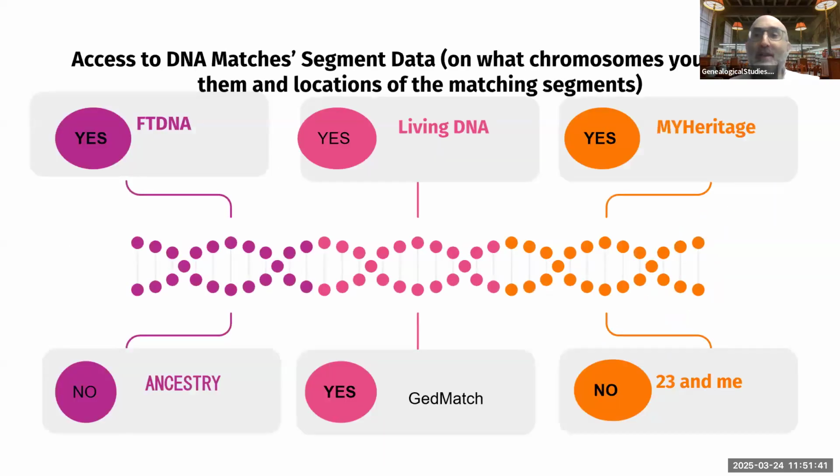Okay, so the first thing you need to chromosome paint is you must have your matches' segment data from the different DNA companies. The segment data is on what chromosomes you and your match share, and the location on the chromosomes of the matching segments. Now, Ancestry and 23andMe do not have any chromosome segment data available for your matches. The other companies, as you see here, do.